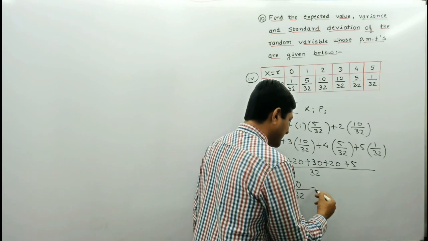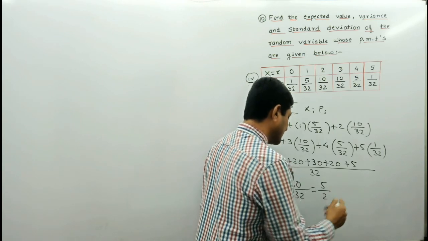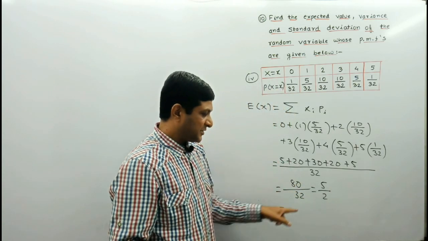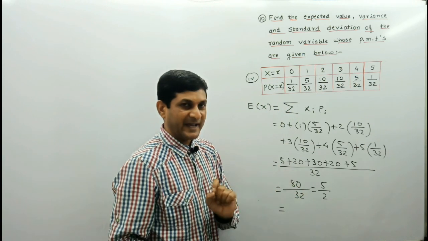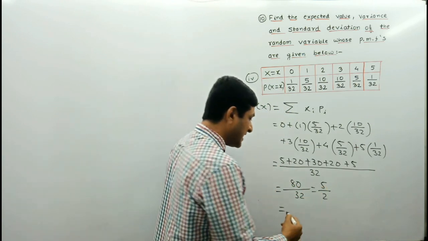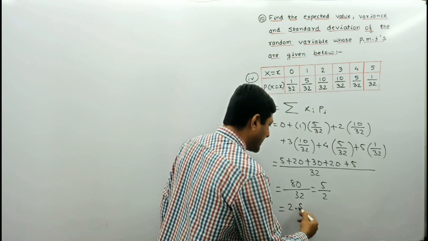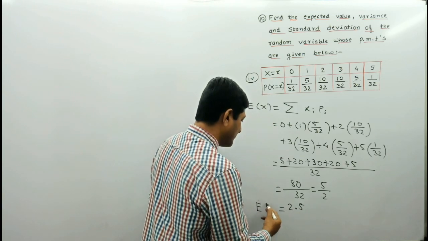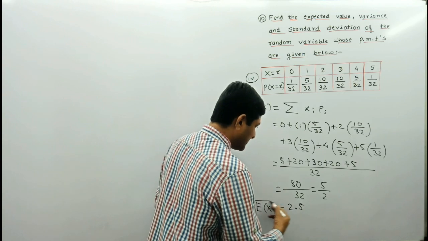16 5s are 80 and 16 2s are 32. Both the numbers are divisible by 16. And 5 by 2 can be replaced by 2.5. Means in this way we have got the value of E of x, which is our first required value.